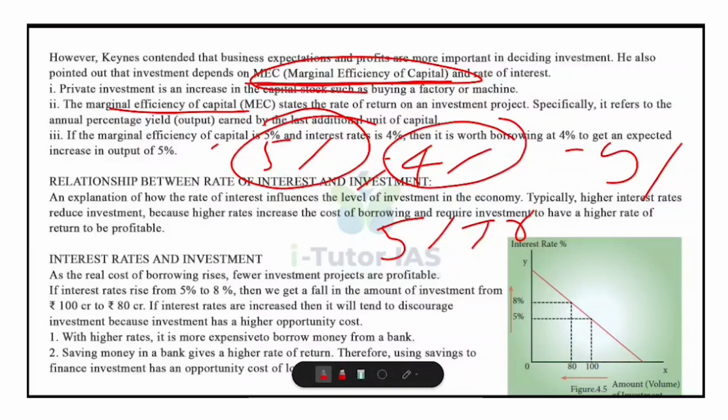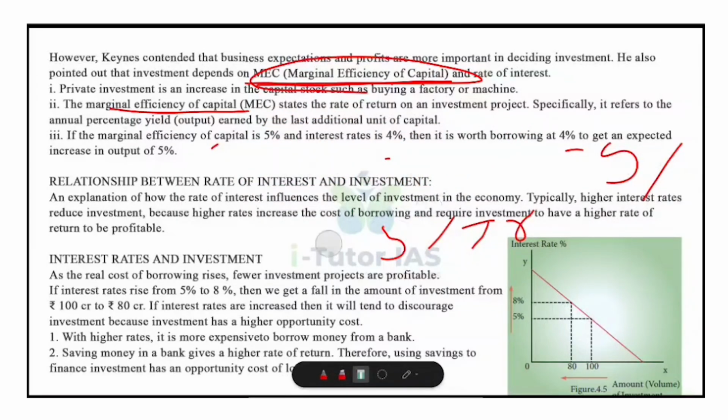MEC is now less than the rate of interest and investment becomes unprofitable. Okay. Now, what are the types of investment decisions? Mainly, there are two types of investment decisions.